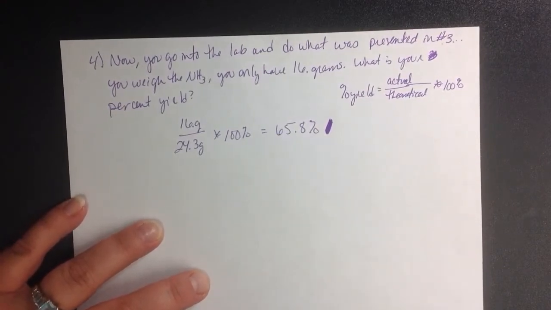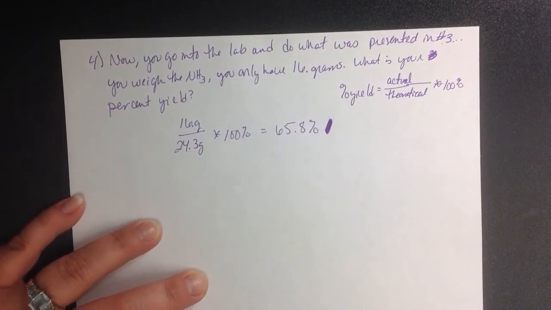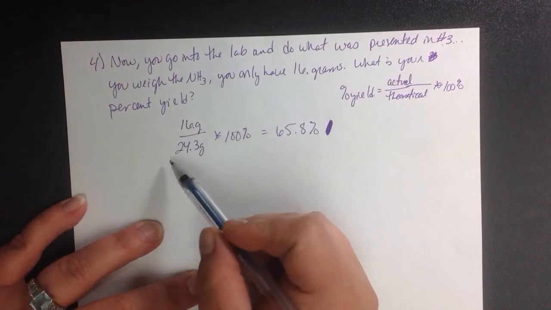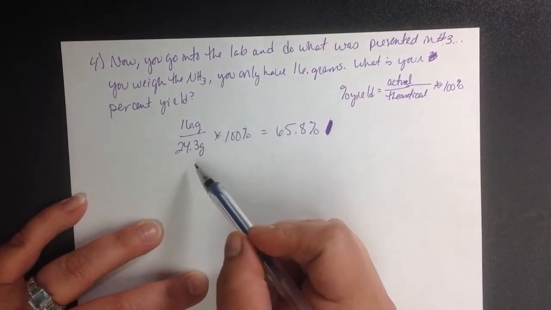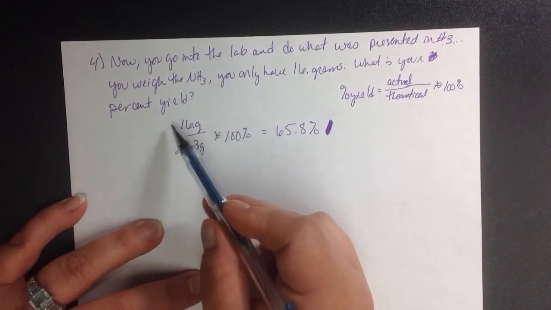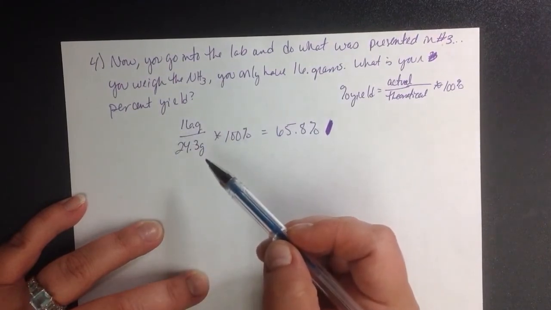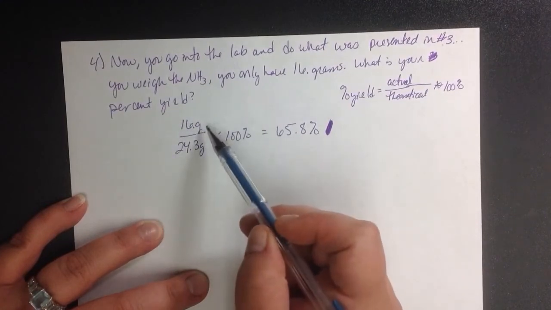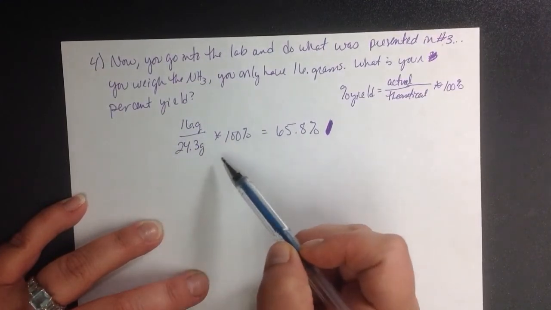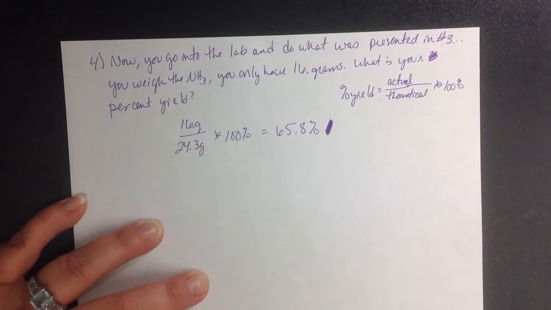How much of it do you actually make in comparison to how much could you have theoretically made? Well, in theory, we could have made that 24.3 grams. But what we found is that actually, we got 16 grams. So it's real simple to figure out a percent yield. You just do actual yield over theoretical times 100%, and bam, there you go.